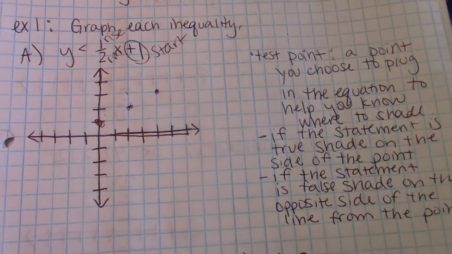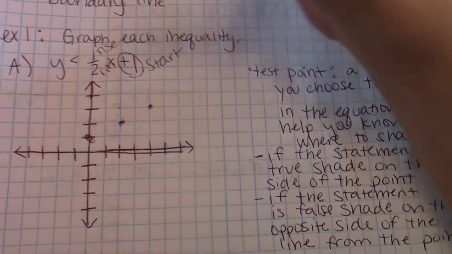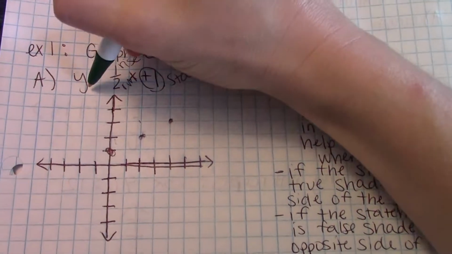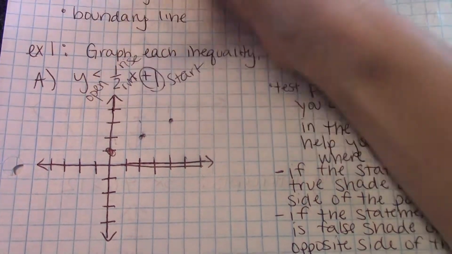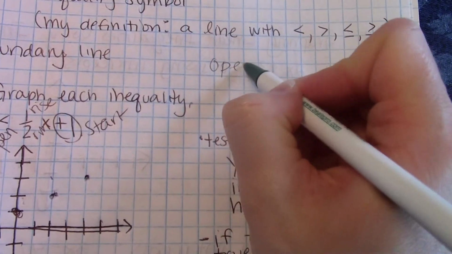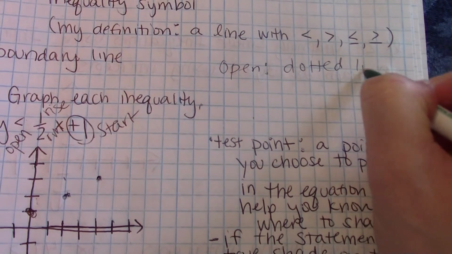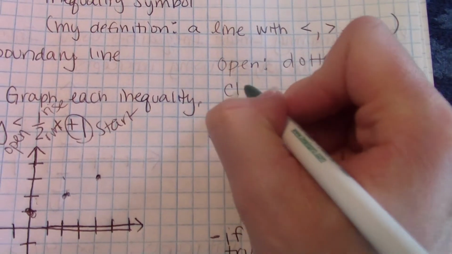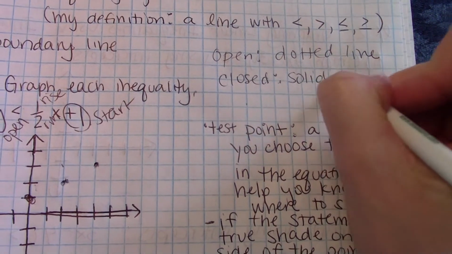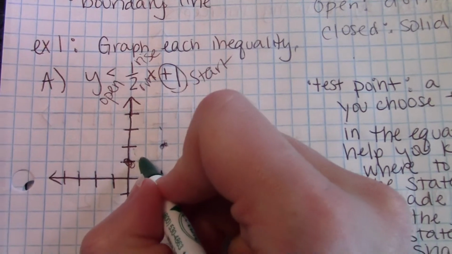Okay? Now, the difference here is instead of just drawing a solid line, you have to ask yourself, is this an open circle or a closed circle? This is an open circle. If it's open, you're going to do a dotted line. If it's closed, that's when you do a solid line. So, it is an open circle, so we need to do a dotted line here.